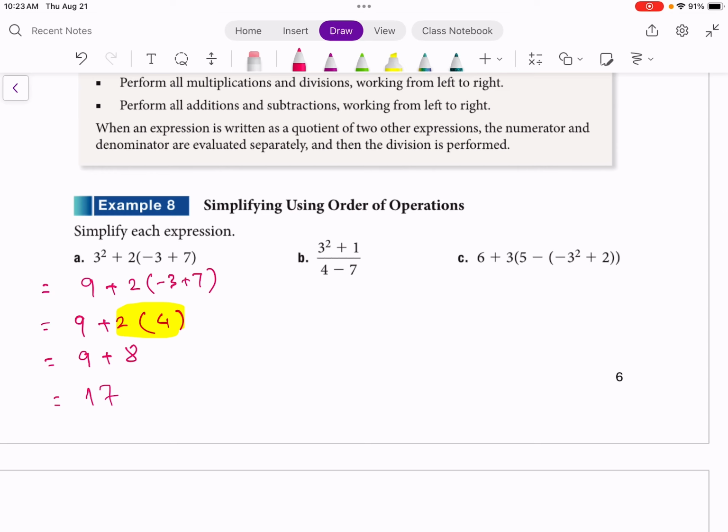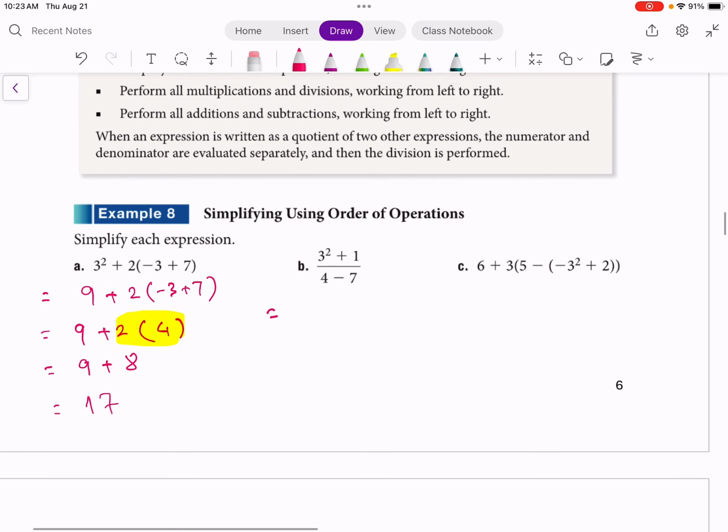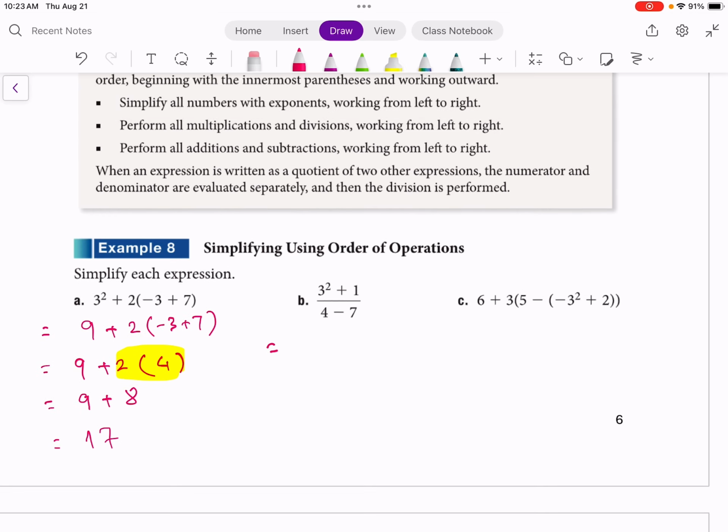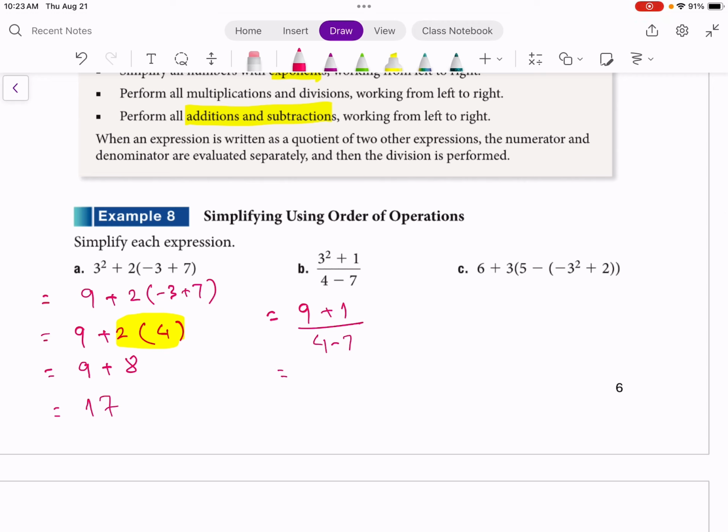Now for B, always start with exponent. You always simplify your exponent first, then parentheses, then multiplication, division, then addition, subtraction. So 3 square is 9 plus 1, 4 minus 7. Then we simplify our numerator and denominator. So 9 plus 1 is 10, 4 minus 7 is negative 3. This is our final answer.